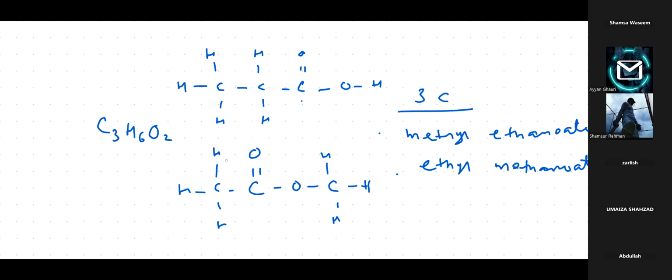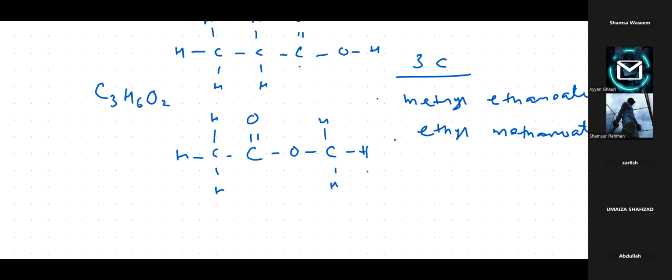Okay? Similarly, we could draw ethyl methanoate like this. Again, this is the ester linkage you will draw. There will be 2 carbons on this side, ethyl and methanoate, right? Now again, this is going to be the third isomer of propanoic acid.